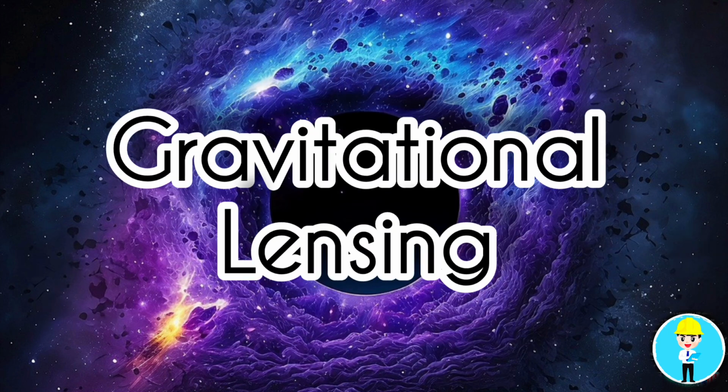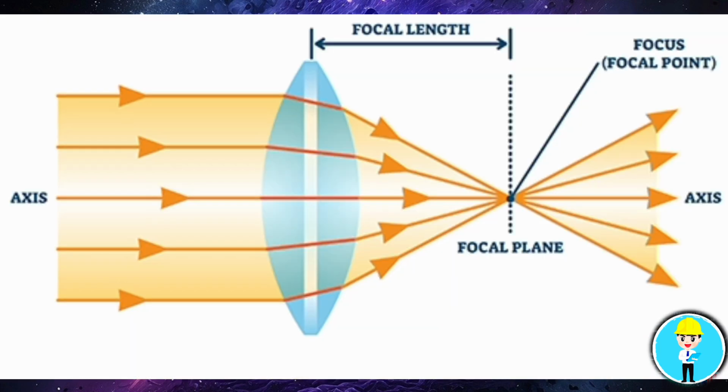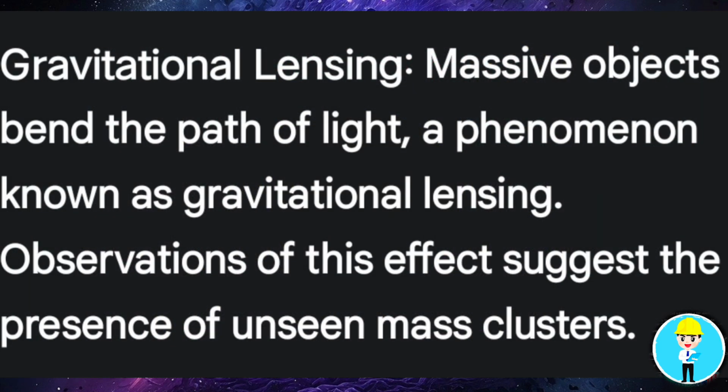Now moving ahead to gravitational lensing. So yeah, this is one of the most important, most researched topics in astronomical physics, and it is very much similar to the phenomenon that we have observed when light passes through a kind of optical lens. So let's have a look at gravitational lensing. It says massive objects bend the path of light, a phenomenon known as gravitational lensing. Observations of this effect suggest the presence of unseen mass clusters referred to as dark matter.